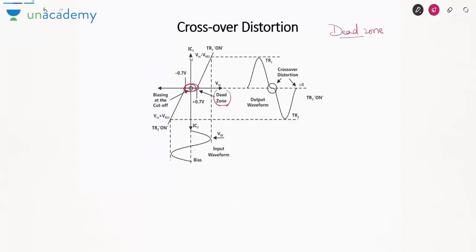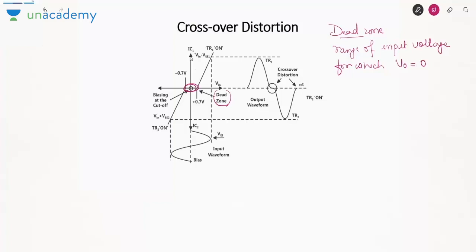It is the range of input voltage for which output voltage is 0. That is, the range of input voltage over which there is no output produced is called the dead zone. Now why does the dead zone happen?